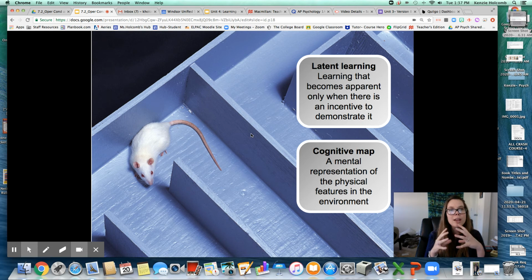So apparently, latent learning could be, you know how to get to the store, but you're not going to demonstrate it until you need to, right?